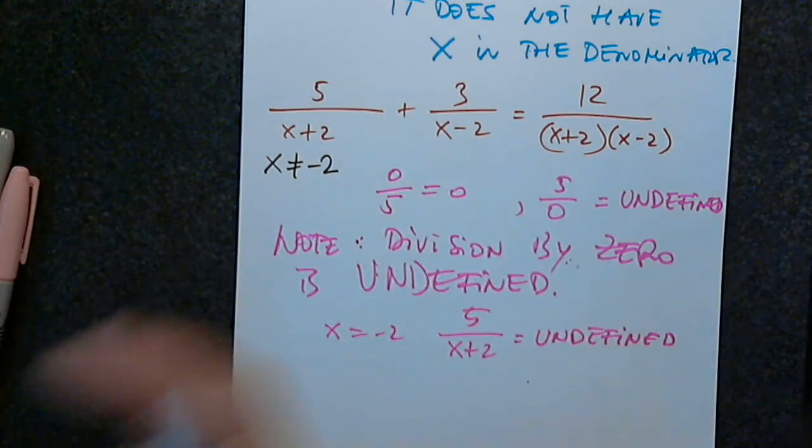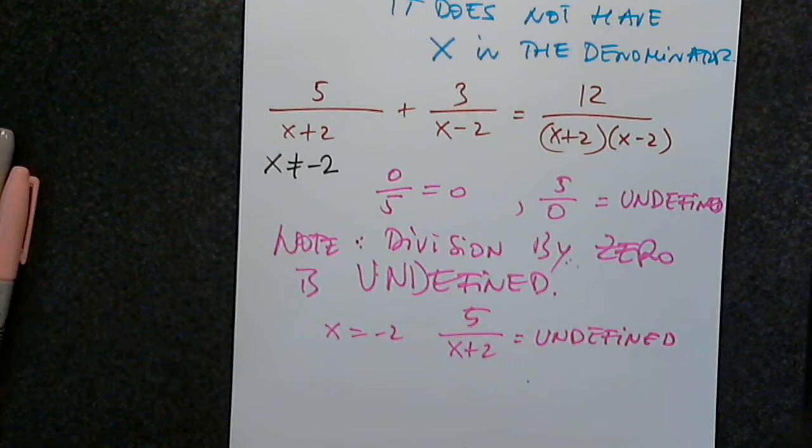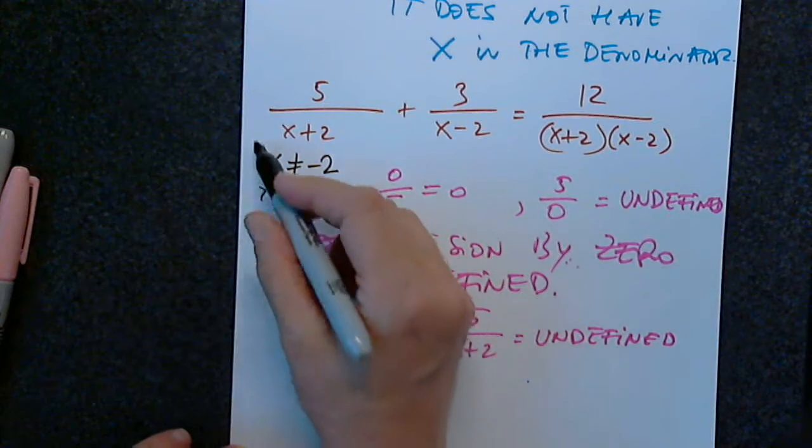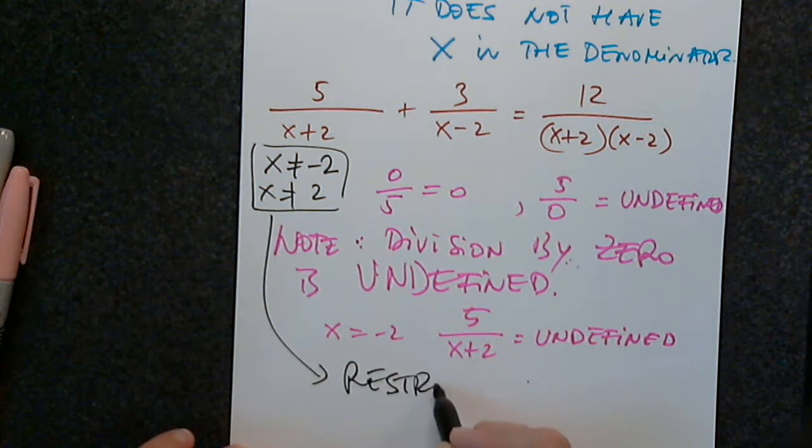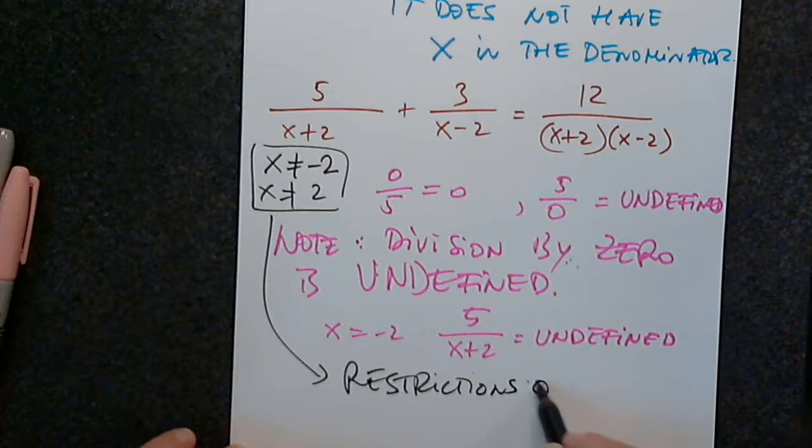For the second fraction, what will you say x could not be? Excellent. So these are called restrictions on the variable.